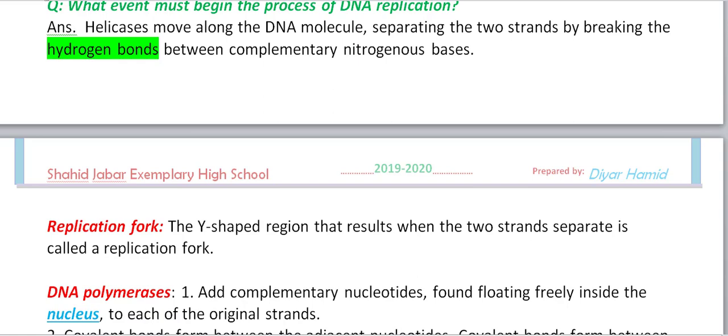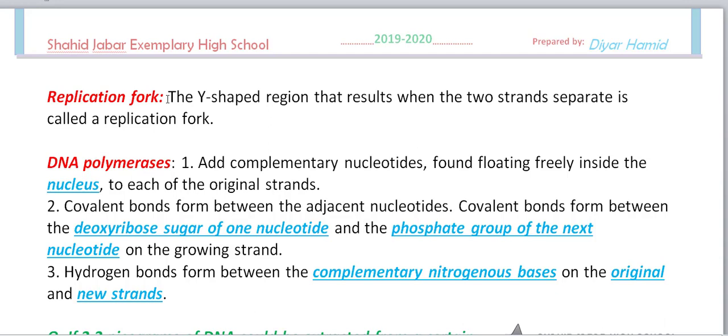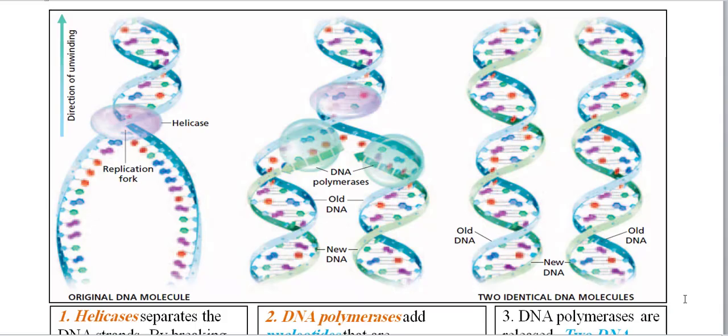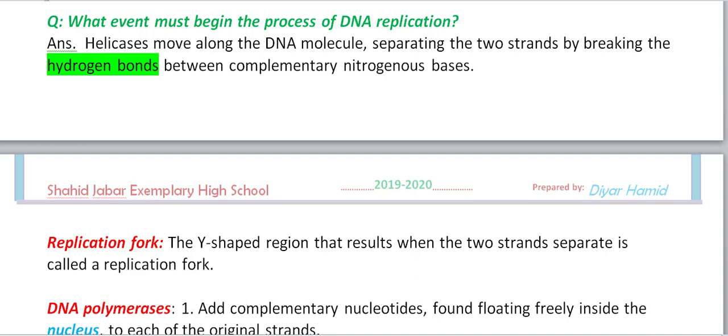What is the DNA replication fork? The replication fork is the Y-shaped region of the DNA that results when the two strands of the DNA separate from each other like this. Two strands of the DNA are separated by the enzyme called helicase. It breaks down hydrogen bonds between these two bases, then forms a structure called the replication fork. This point is called the replication fork, and it is Y-shaped, an inverted Y-shape. The replication fork results when the two strands of the DNA double helix separate from each other.